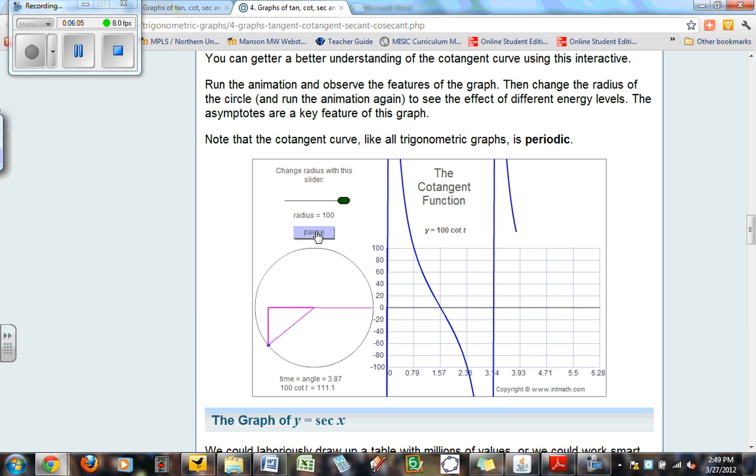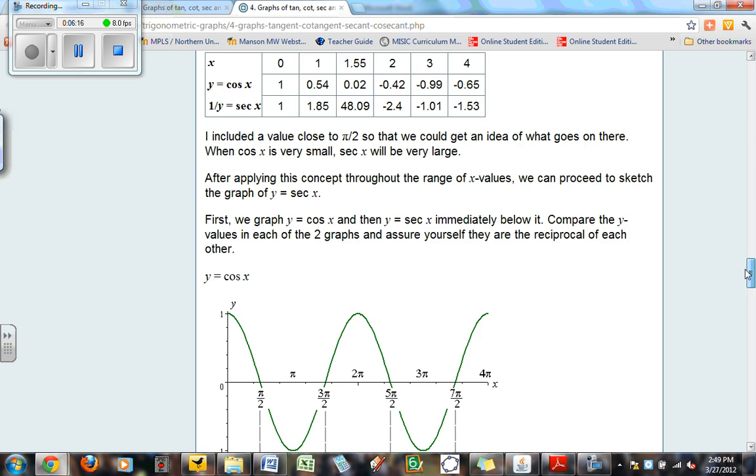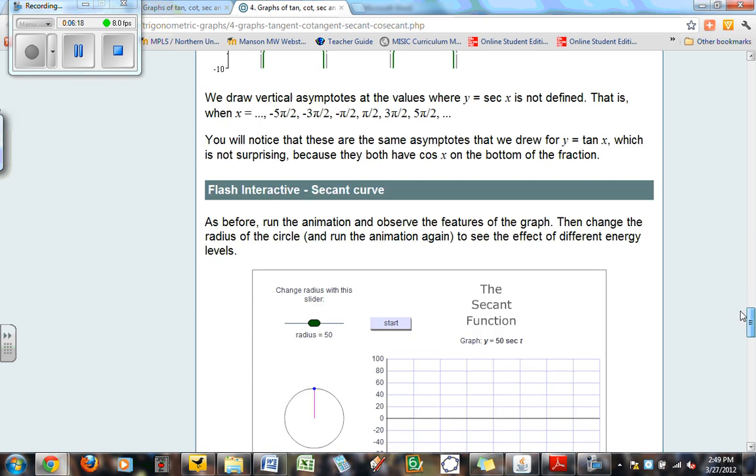All right. And it continues to replay it here. And you notice these parts, if you look back at your tangent graph, this is where tangent was undefined, and this is where tangent was undefined. Okay, moving on.